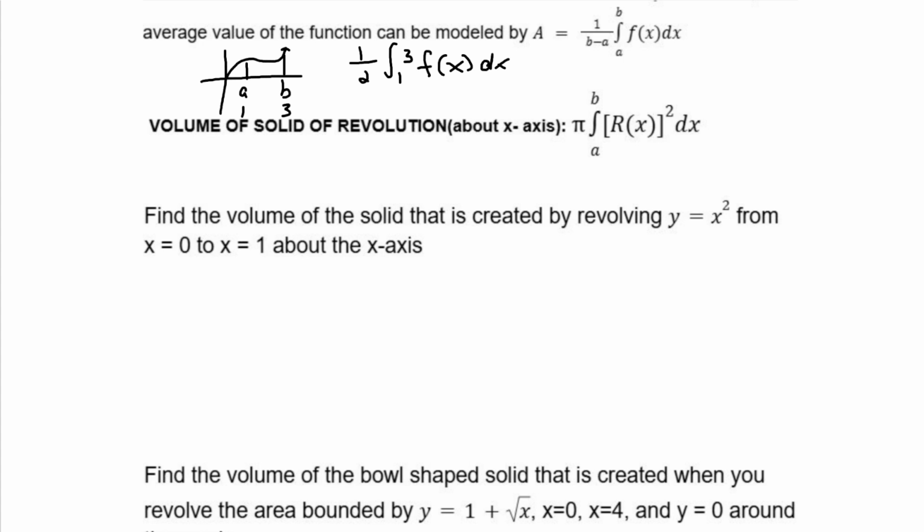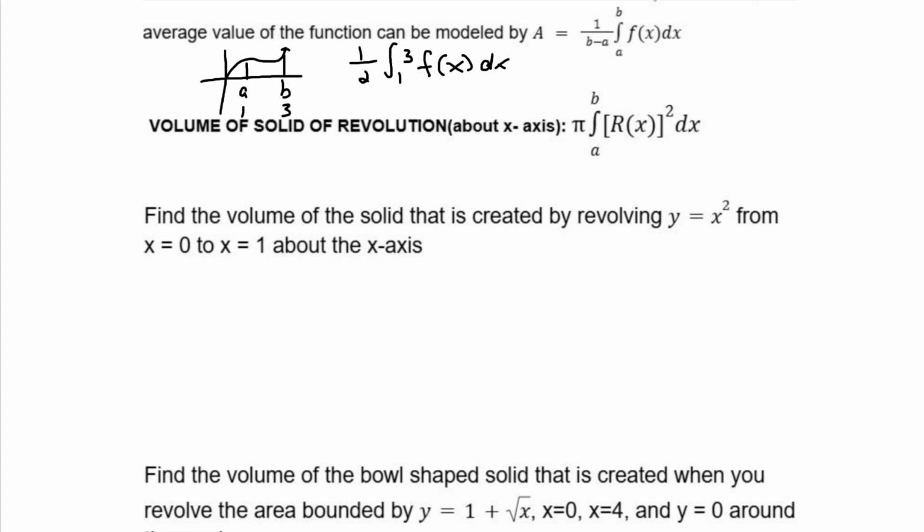Okay, so we are asked to find the volume of a solid here that is created by revolving y equals x squared from x equals 0 to x equals 1 about the x-axis. So basically, if we're asked for the volume that is created by revolving a function, and that function is defined by x, not by y, right? We can just write that it's going to be pi times the integral from a to b of r of x squared dx.